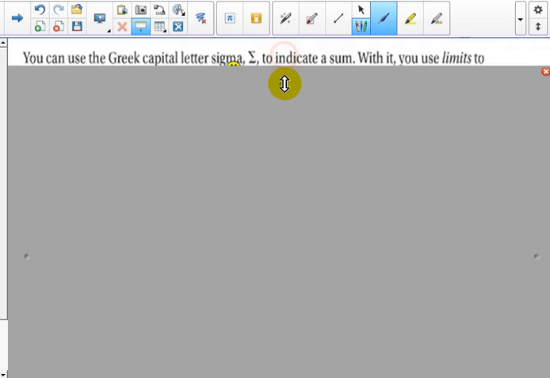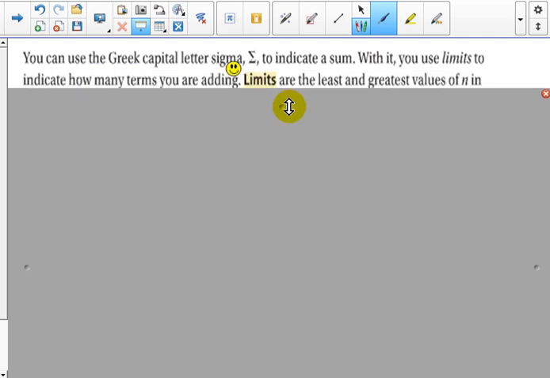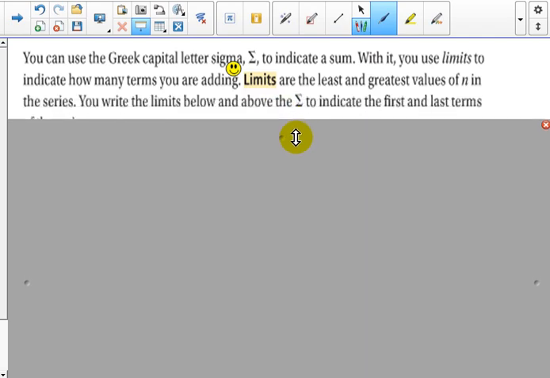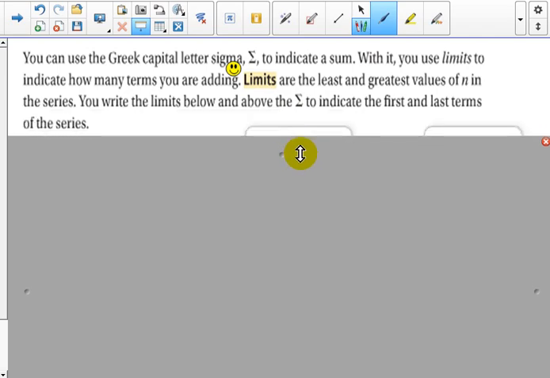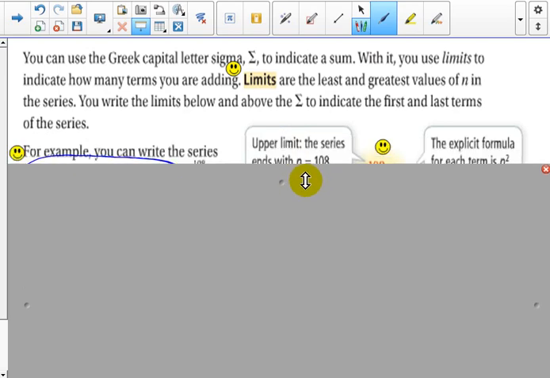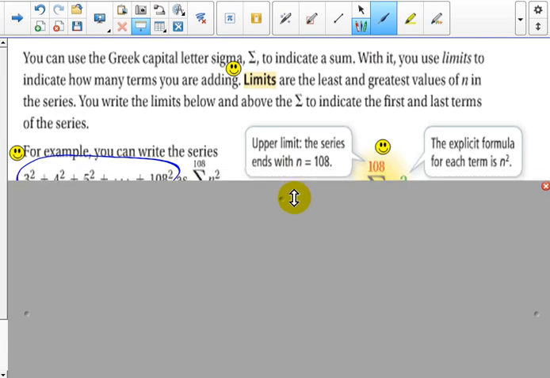So it says we can use the Greek capital letter sigma, which looks like a sideways M here, to indicate sum. When you use it, you use limits to indicate how many terms you're going to add. Limits are the least and the greatest values of n in the series. You write the limits below and above sigma to indicate the first and last terms of the series. So the upper limit, the series ends with n.